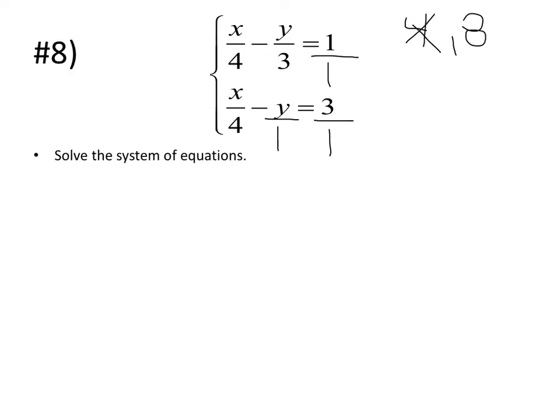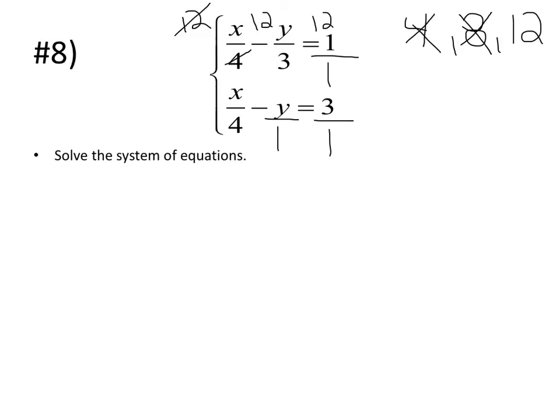So go on to the next one. 8. Does 4 go into 8 evenly? Yes. Does 3 go into 8 evenly? Nope. So let's try the next one. 12. Does 4 go into 12 evenly? Yes. Does 3 go into 12 evenly? Yes. Does 1 go into 12 evenly? Yes. So 12 must be our LCD.